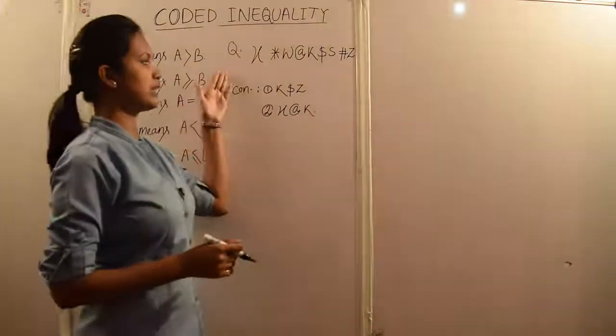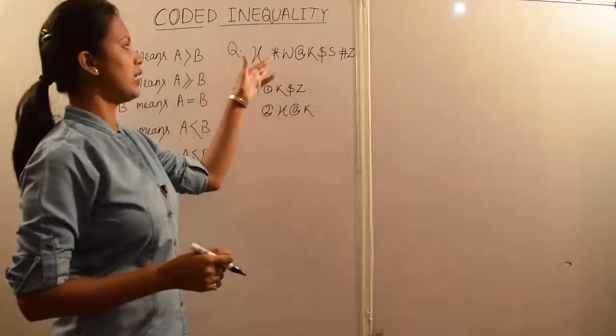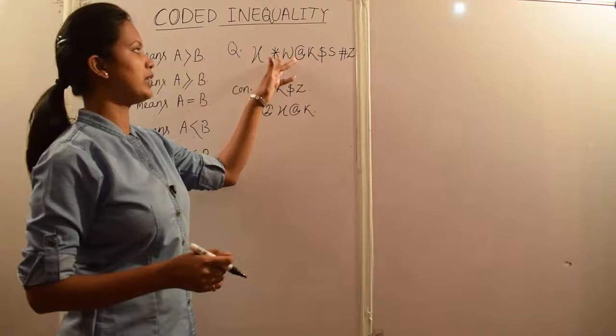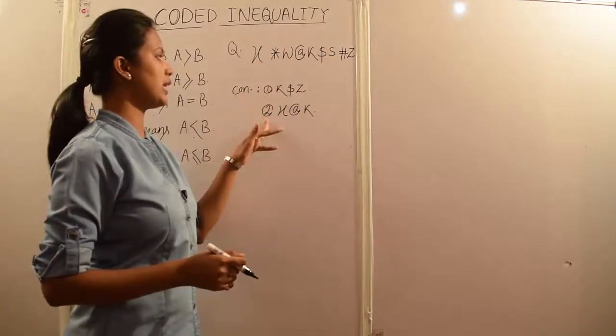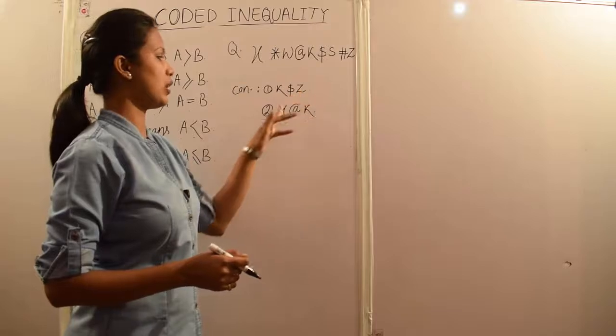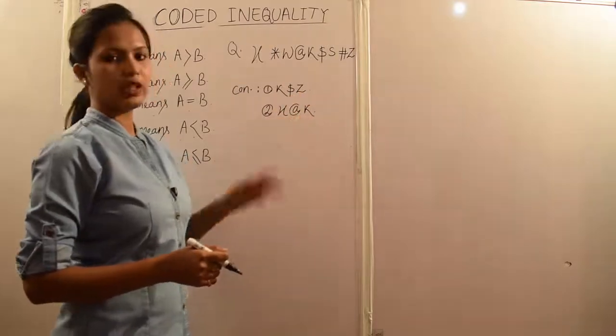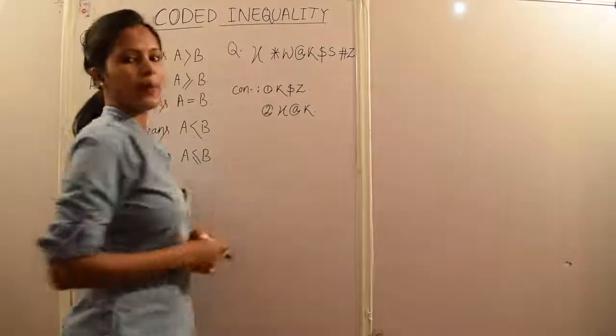Then coming to the question type. Here some variables are given and between them some symbols are there, and in the conclusion two conclusions are there, that is K$Z or X@K. We need to find out which conclusion is correct.